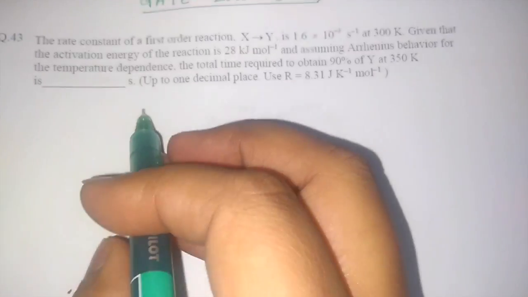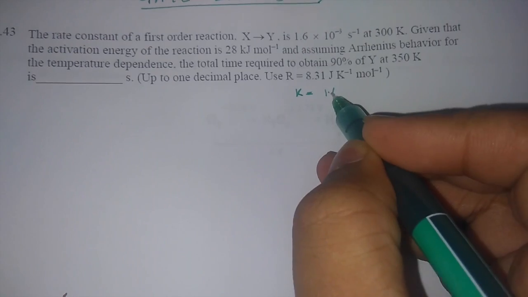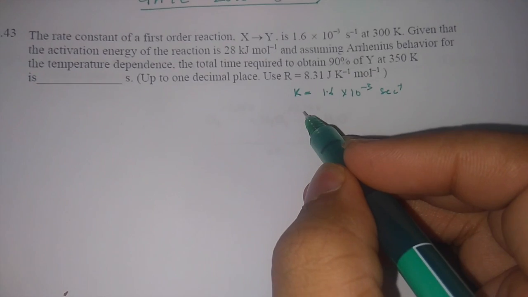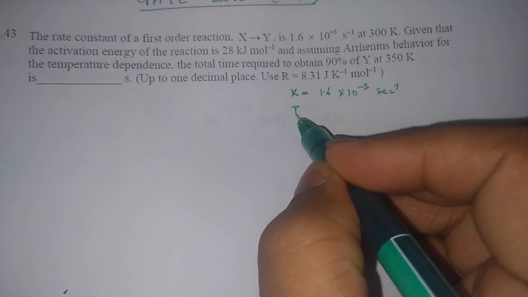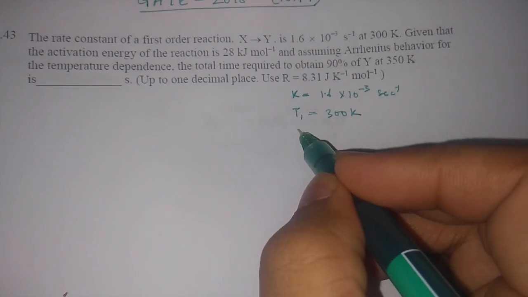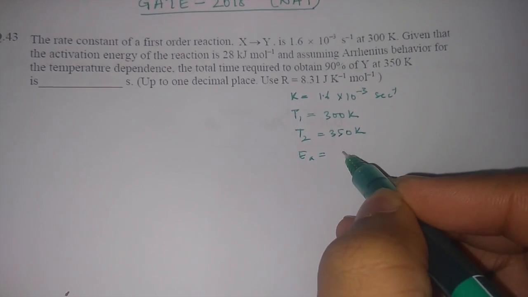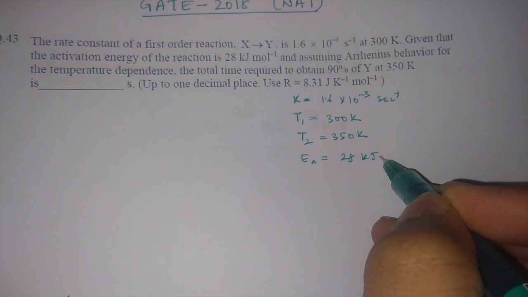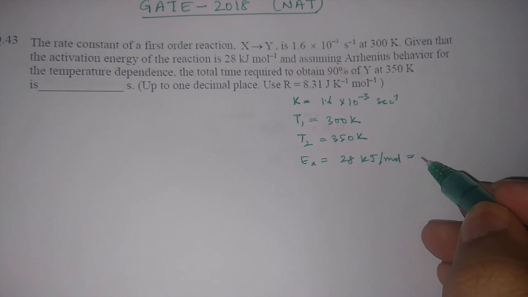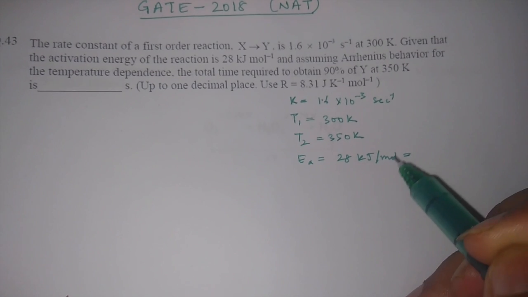So there are certain things which are given to you, and I'm just going to write all of them. Your rate constant is 1.6 into 10 to the power minus 3 second inverse, which is the unit of the rate constant for a first order reaction. Your temperature is 300 Kelvin. The second temperature at which you have to calculate is 350 Kelvin. And your Ea, the activation energy, is 28 kilojoule per mole. Now here you have to use that unit conversion, because you have to put your R value in joules per Kelvin. So if you put this 28 in kilojoules, that will give you a wrong answer.